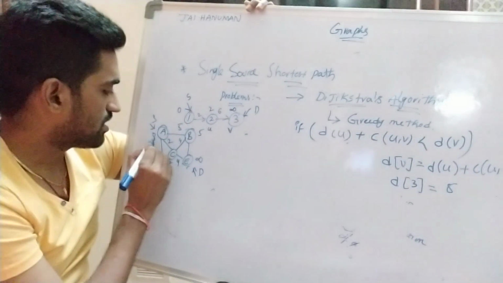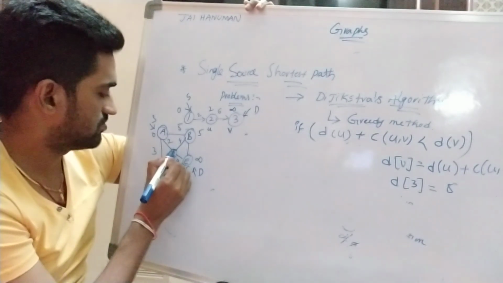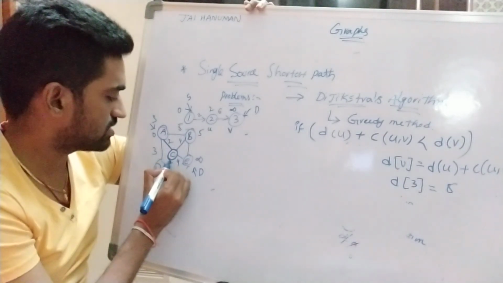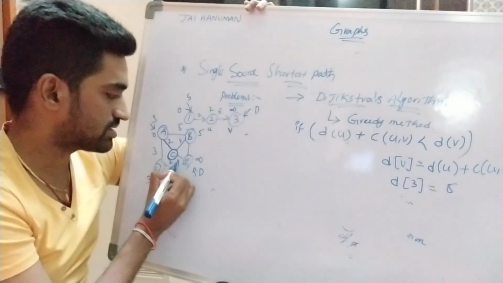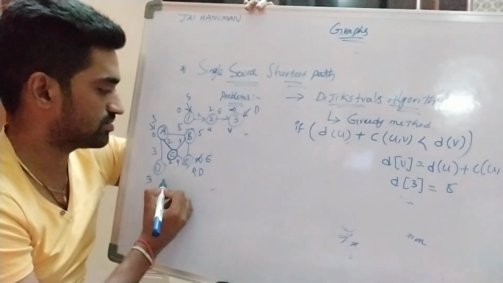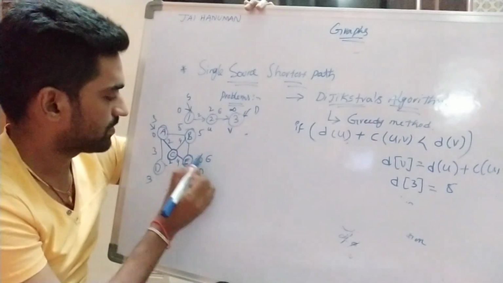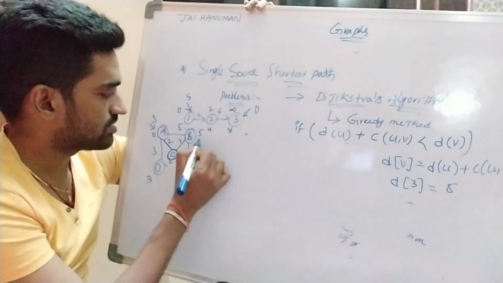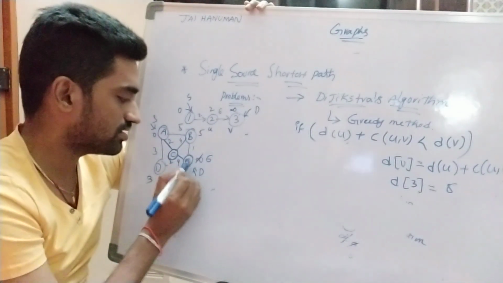Now among these, which one is the least vertex? C, with 2. So A to C is chosen. What is the distance of A to C? 2. So 2 plus 4 is 6, which is less than infinity, so I am placing 6. Right, so here I am reaching E. Then 6 plus 1, considering this cost, is 7. So there is no need to update the value, right? So finally we can reach the destination E.